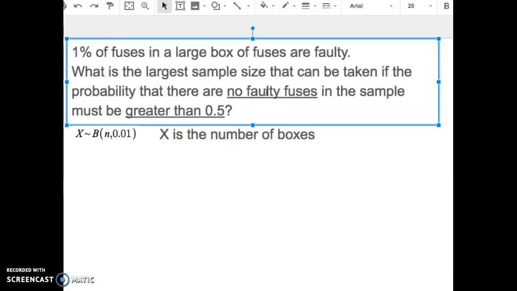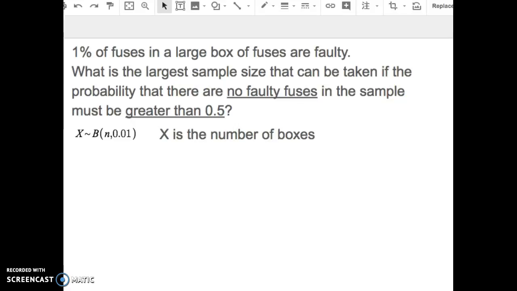Okay, so let's get back to the math part. They want us to find the N. How many boxes should we check so that the probability where there are no faulty fuses, meaning my X is equal to 0, must be greater than 0.5? So that's what this means.